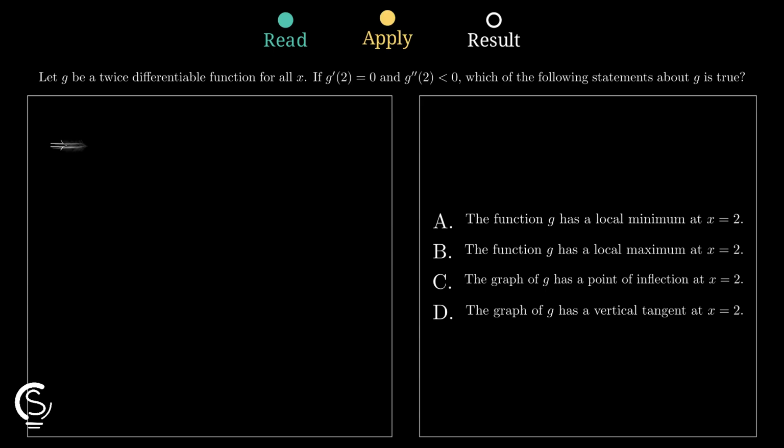Next, we check the second derivative, which is negative at that same spot. Since the graph is concave down while the slope is 0, the function must reach a high point. This combination confirms a local maximum.